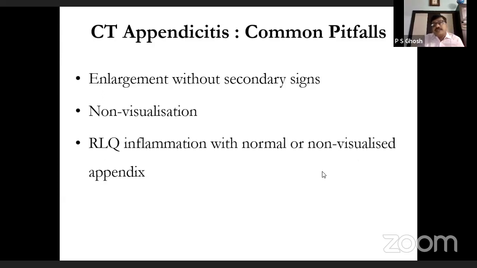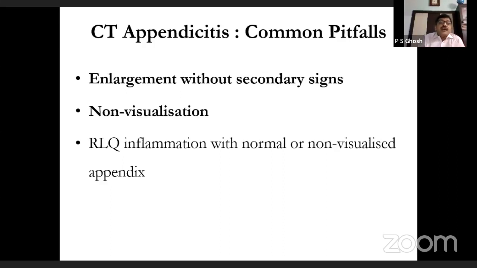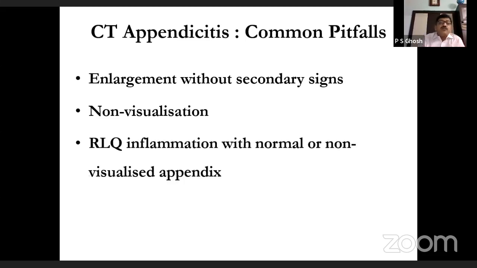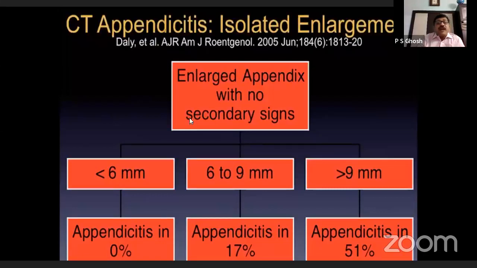Now, there are some common pitfalls in acute appendicitis. Number one is enlargement without secondary signs. Sometimes there is non-visualization, and sometimes right lower quadrant inflammation with a normal or non-visualized appendix. Now, if the appendix is enlarged with no secondary signs, it is actually the size of the appendix which is the most important determinant factor.